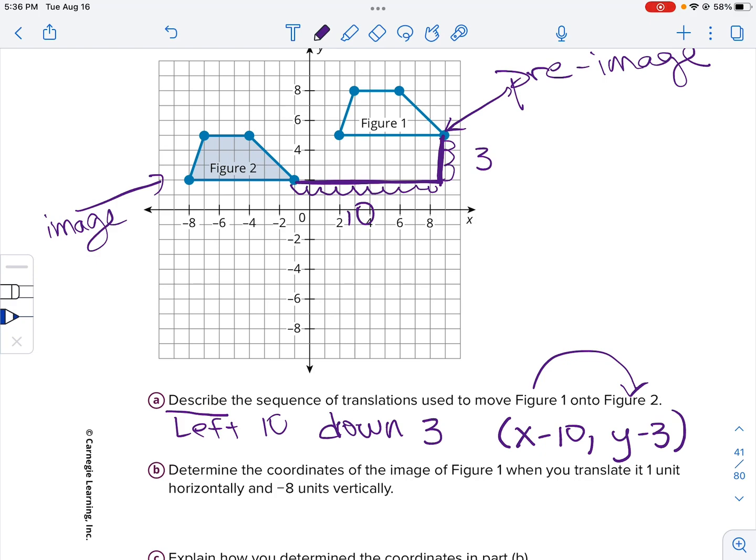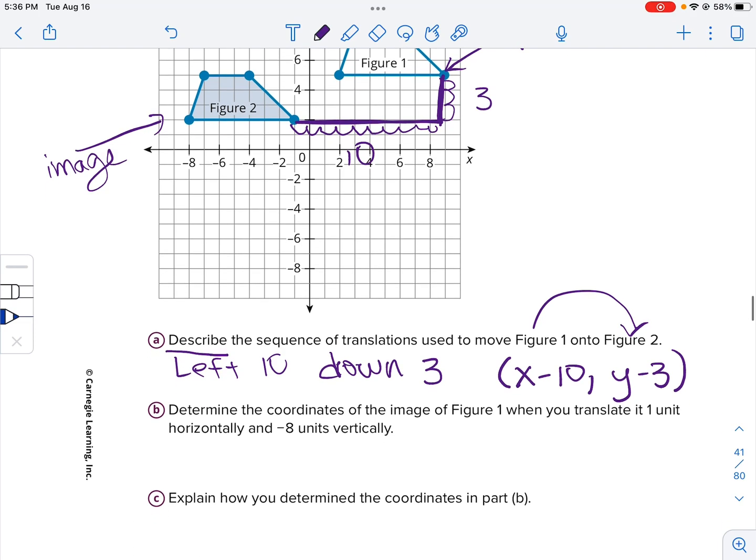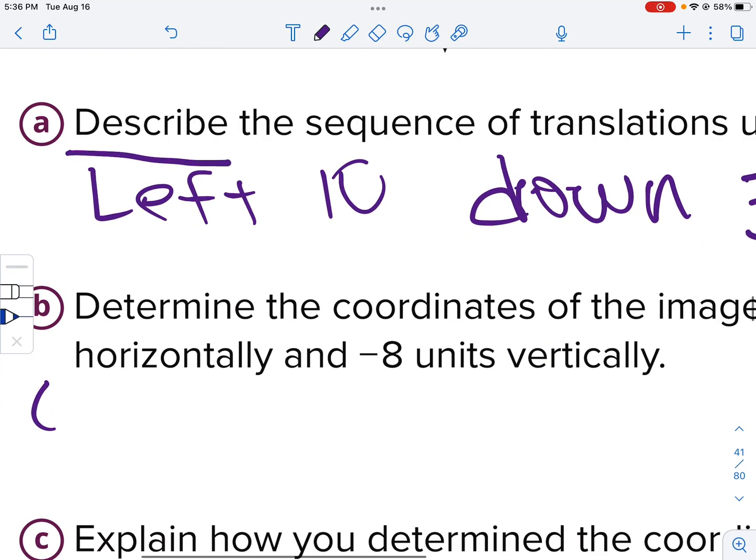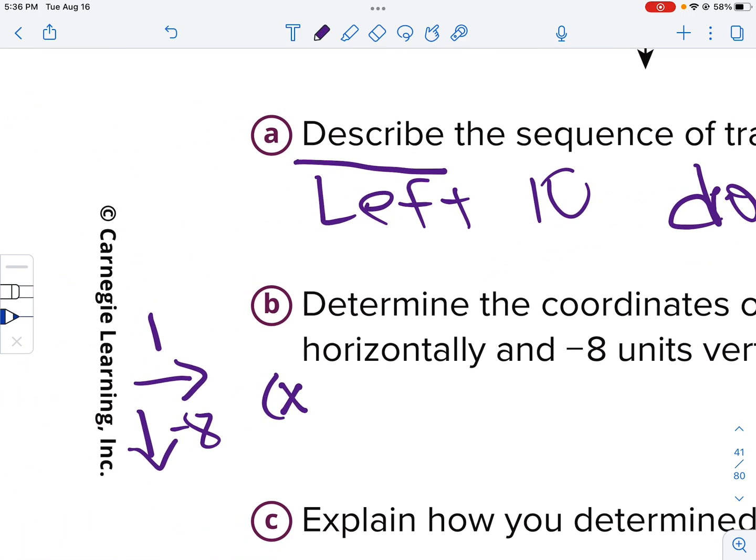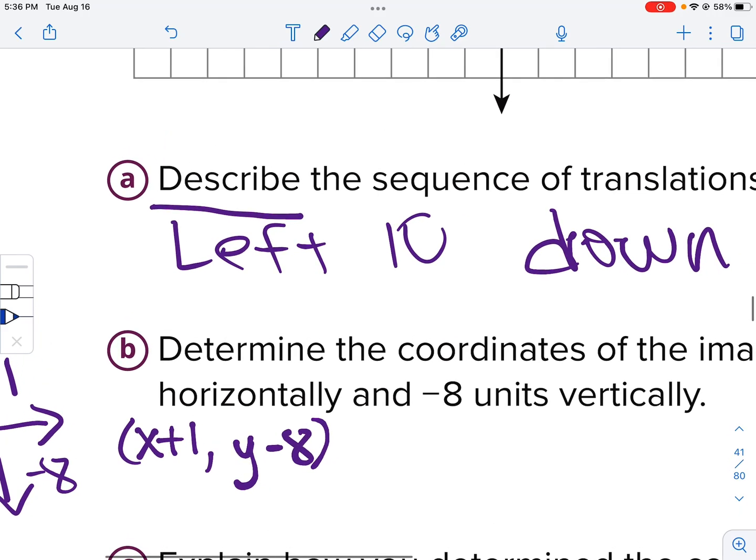Now, it says determine the coordinates of figure 1 when you translate it 1 unit horizontally. So that means I'm going to go 1 horizontally because positive number is to the right, and vertically -8. So if I'm going to go down 8, that means I'm taking x and I'm adding 1 and y and I'm subtracting 8.